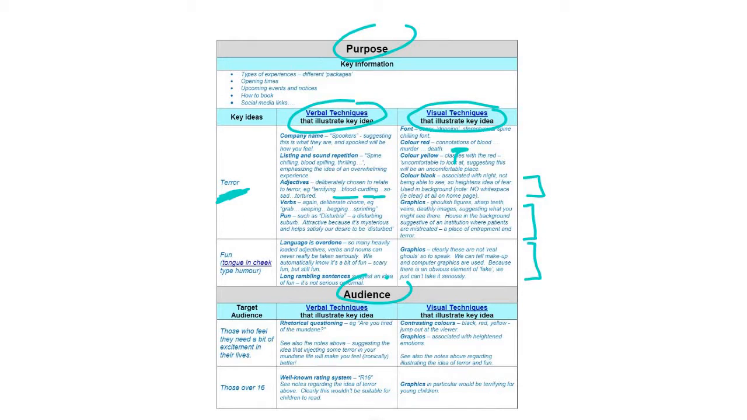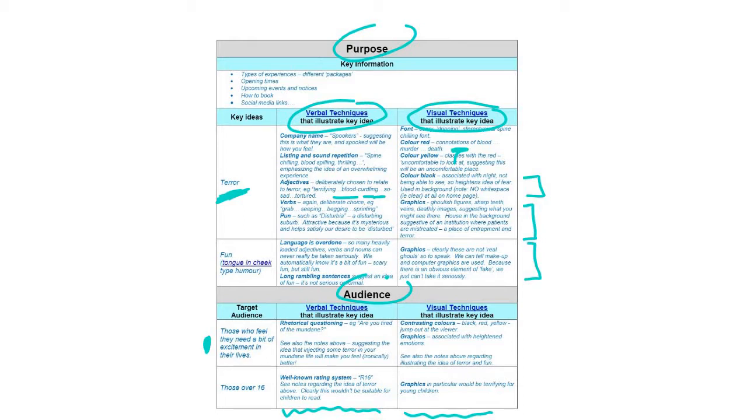Now, let's think about the audience. Who's the target audience? Well, one of the things that you can think about is, their target audience is probably for those who feel a bit of excitement in their lives, right? That's why you might go to Spookers, because we all like to see a horror or feel a bit afraid. It makes us feel alive. So this box here is explaining the verbal techniques and the visual techniques, and of course there's the idea of it being for over 16-year-olds as well. So have a read through those.